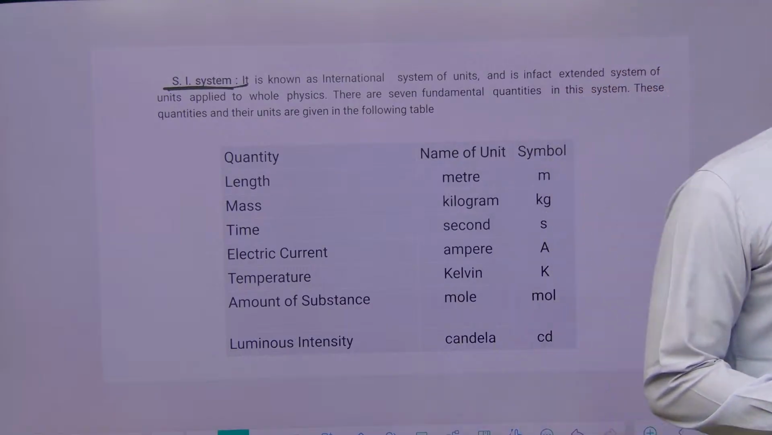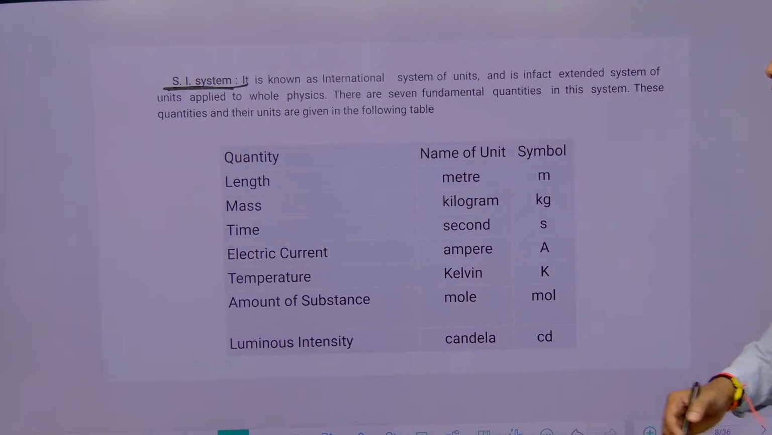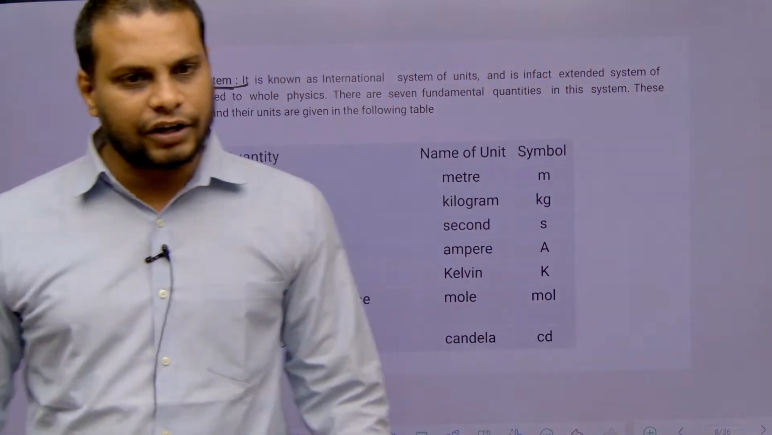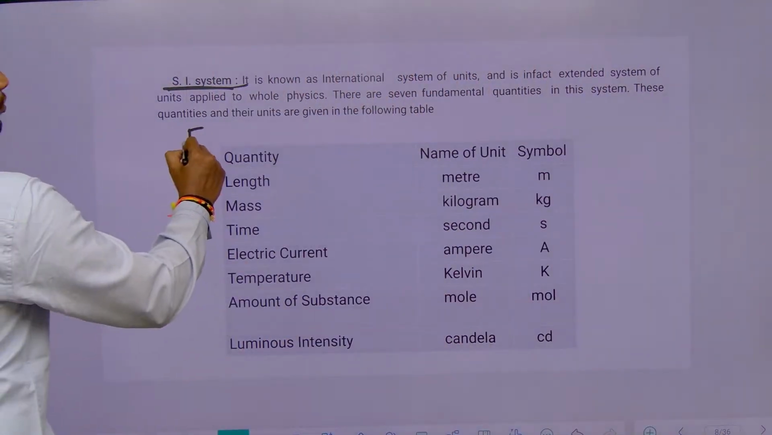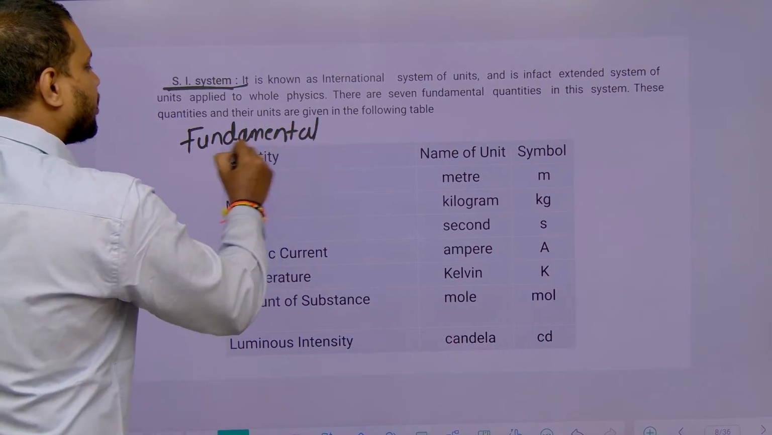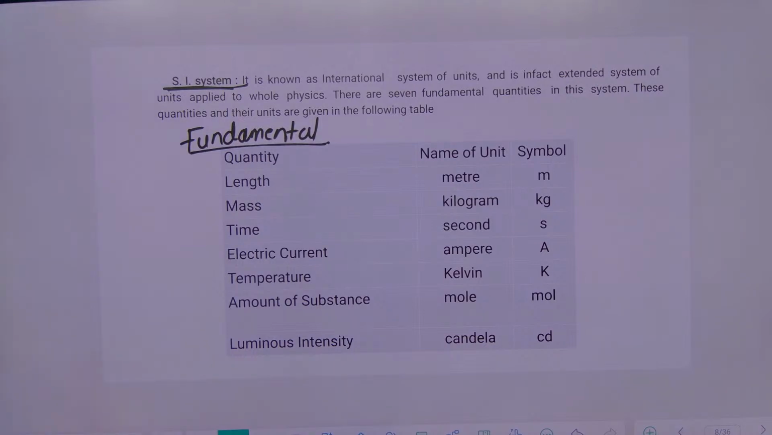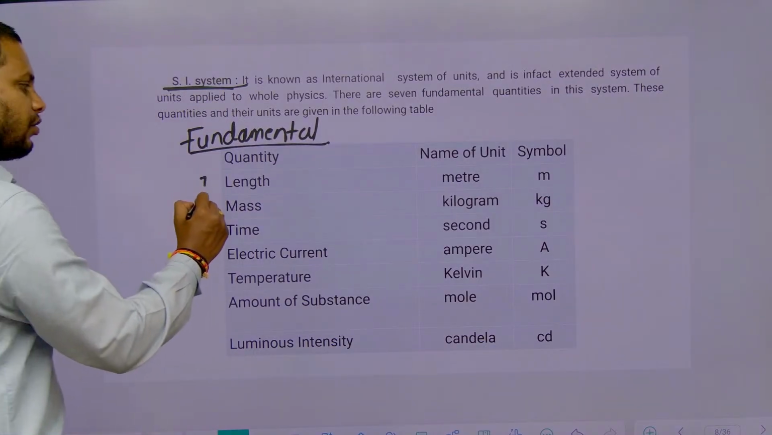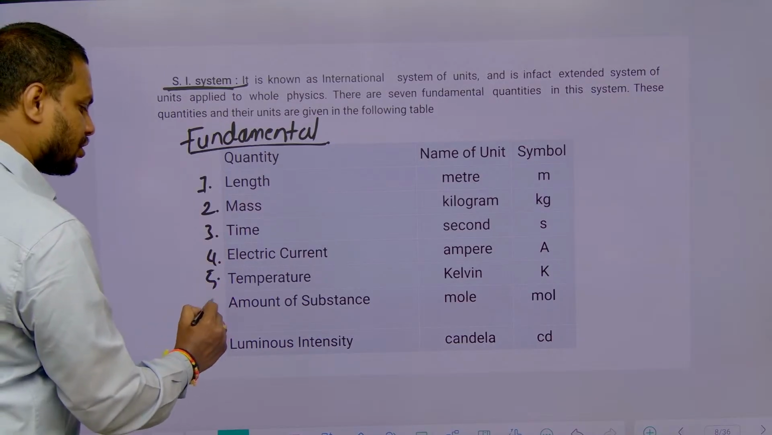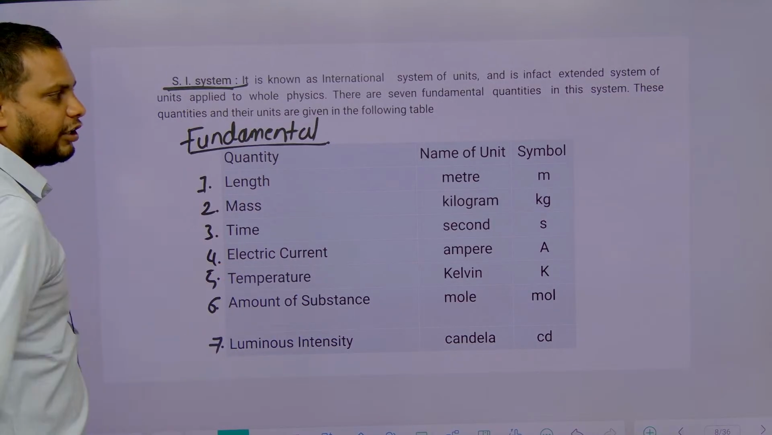Now tell me, according to the Standard International System of Units, we have a total of 7 fundamental physical quantities. Are you clear? According to the SI system of units, how many fundamental physical quantities do we have? 7. So what are the 7 fundamental physical quantities? Length, mass, time, electric current, temperature, amount of substance and luminous intensity.